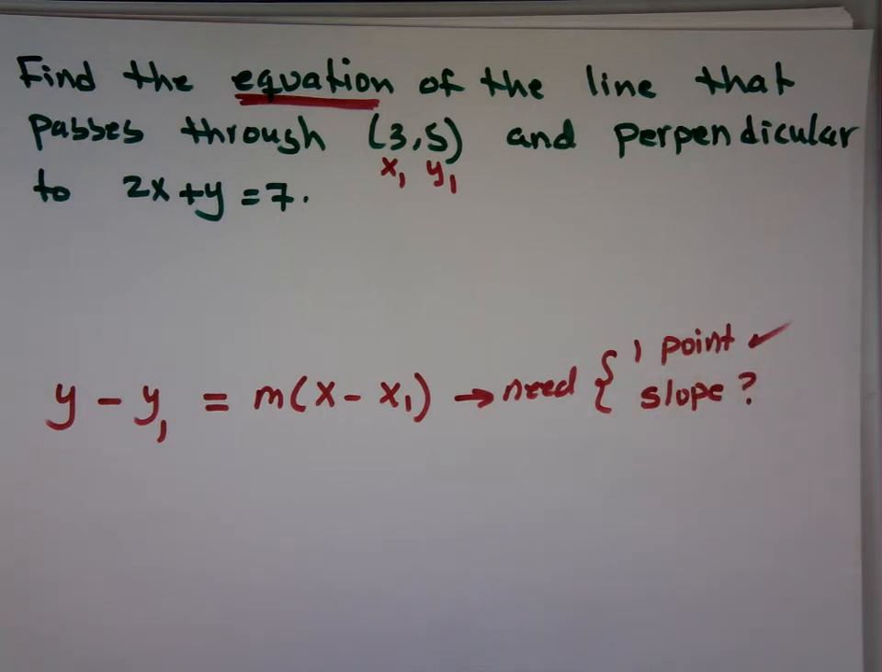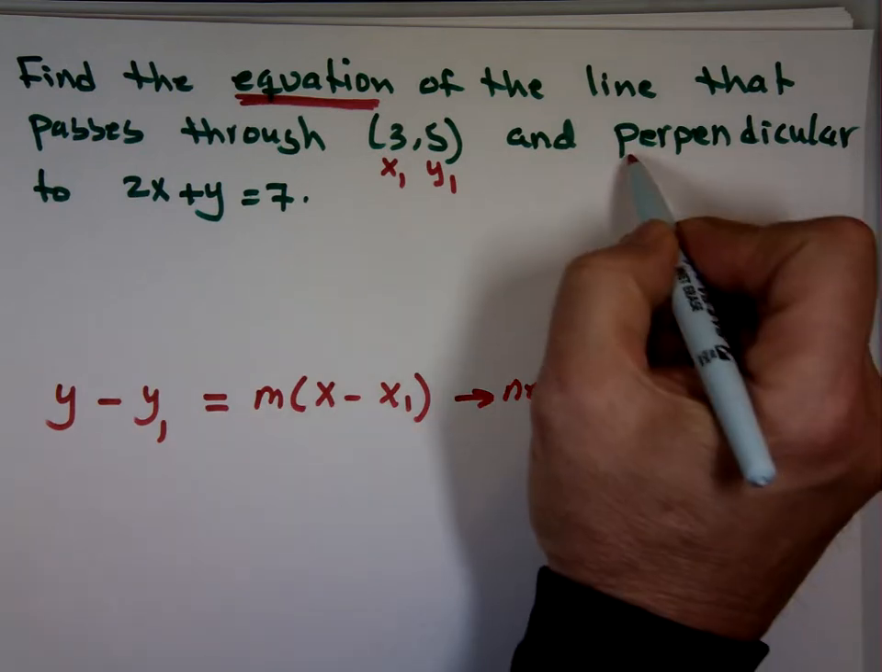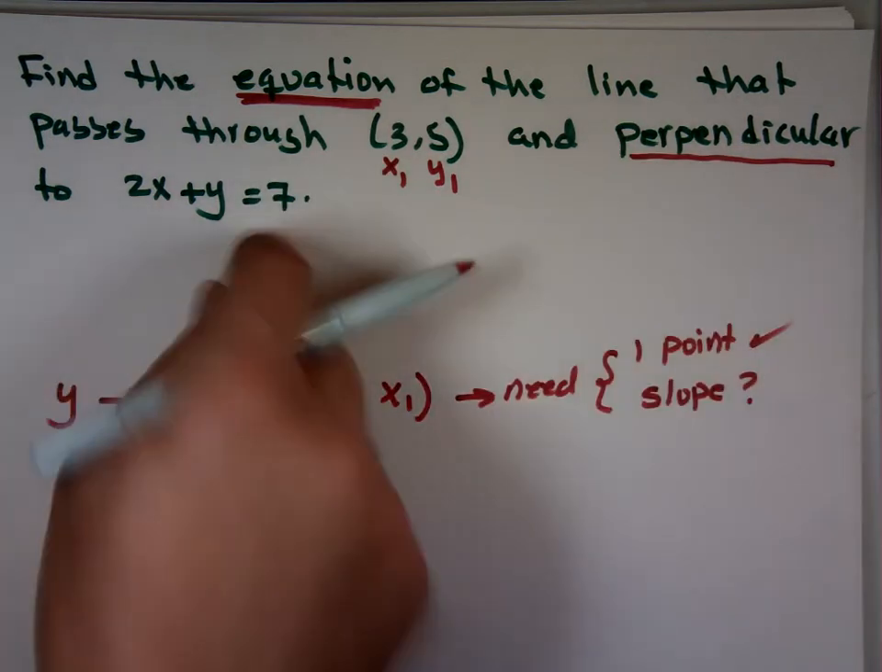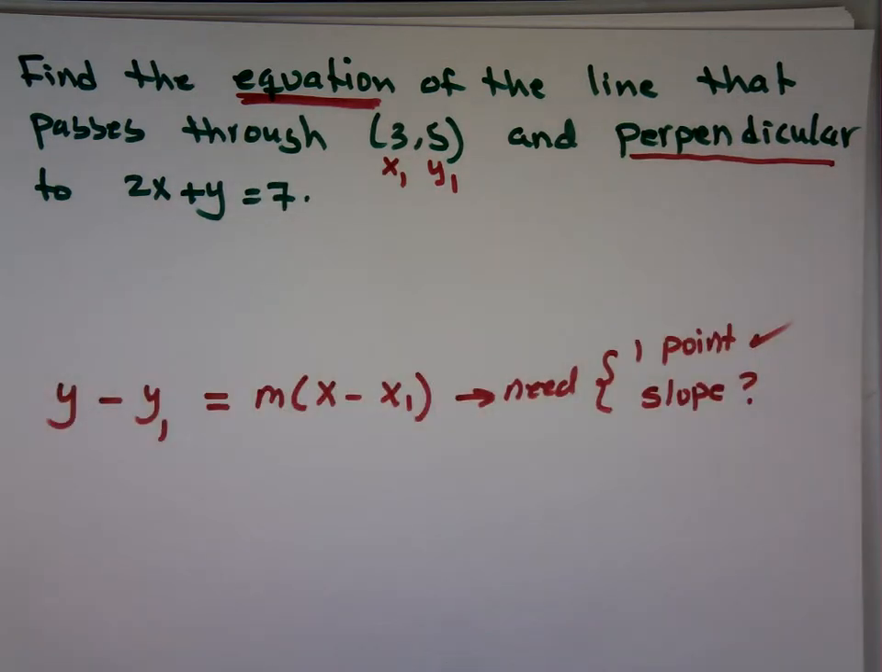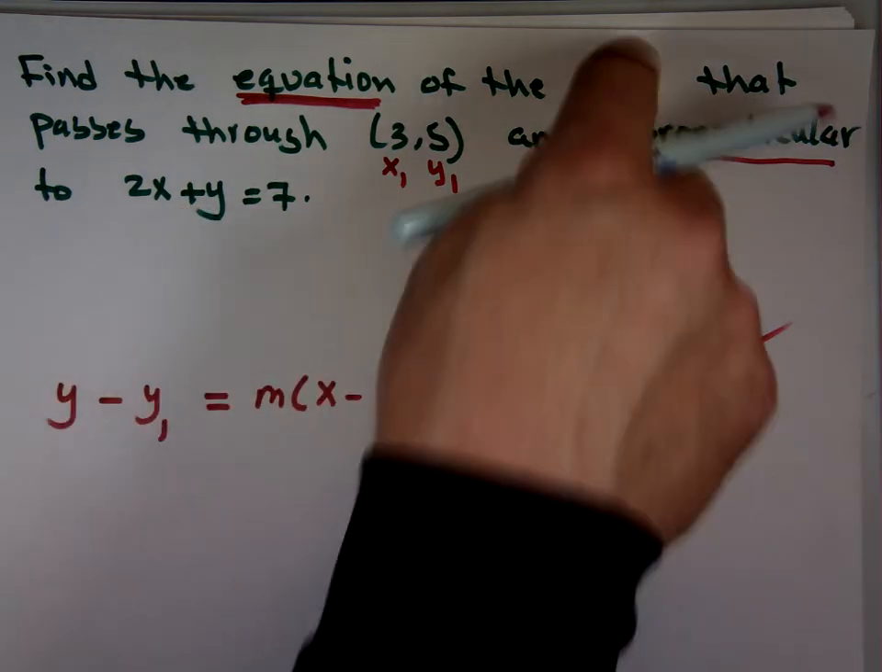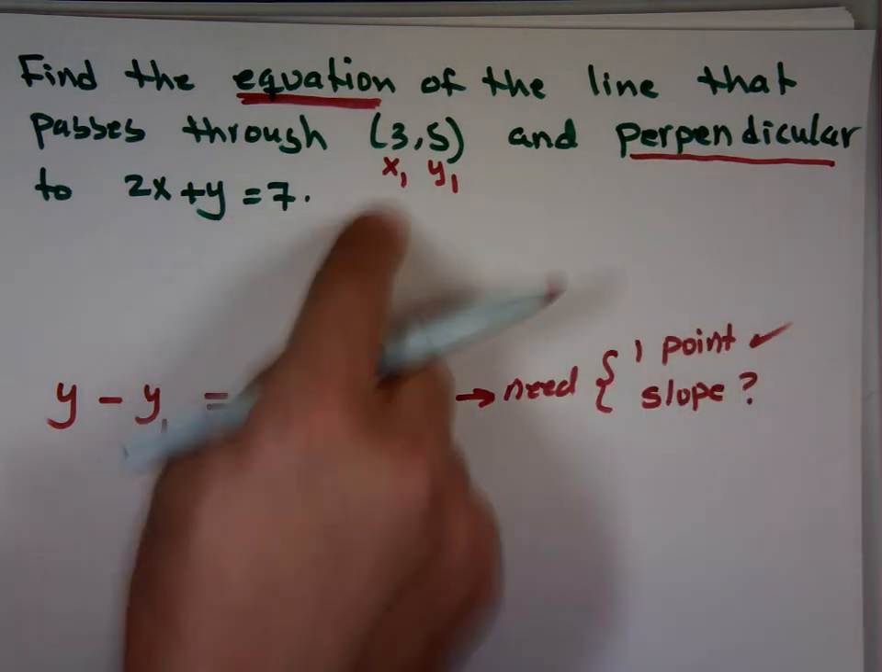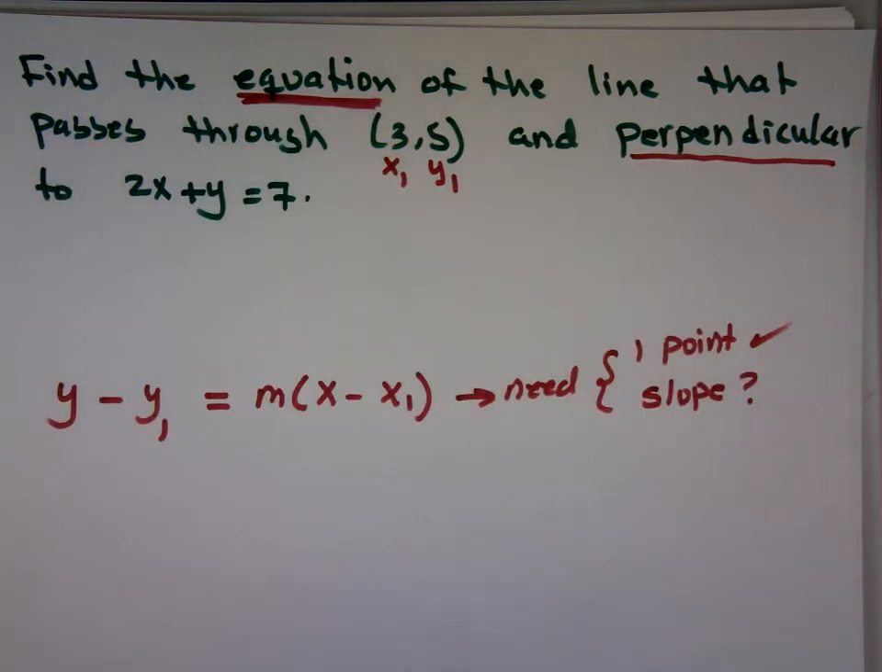Here's the other side of the problem. This is perpendicular to this one. Would be nice if this is parallel to this one. Why? If they were parallel, that means they have the same slope. So if I know the slope to this, I know the slope to my line. This doesn't say parallel. Do we know the slope to this one? No. Well, think again. Let's look at this. Do we know the slope to this one?